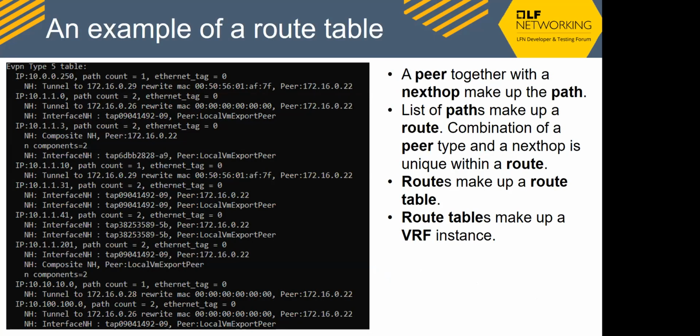Again, peer together with the next hop make up the path. A list of paths make up a route, and the combination of peer type and next hop is unique within a route. And if you add another path which has a next hop and path type equal to those contained in another route, then they will overwrite the previous content of a route. A list of routes make up a route table, and route tables make up a VRF instance.